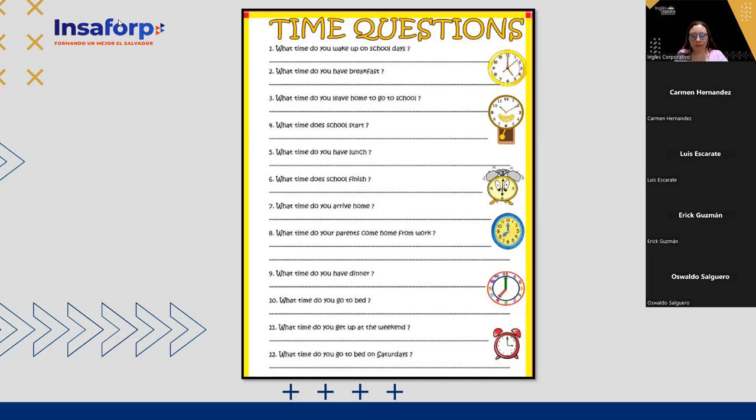What time do you have home to go to school? After take my breakfast, I go to school at 7 a.m. and I like take the bus when the day is a sunny day.